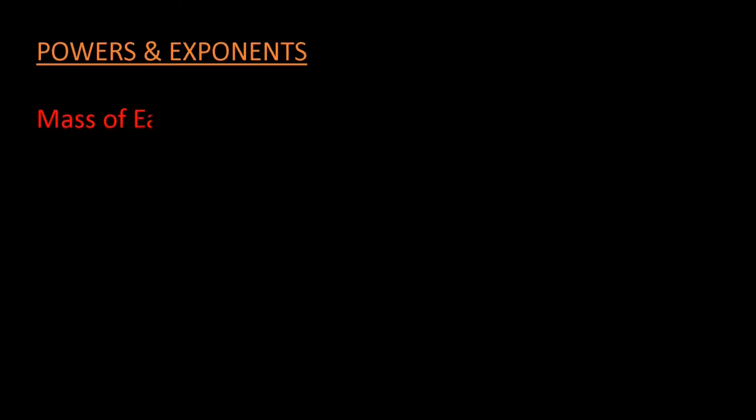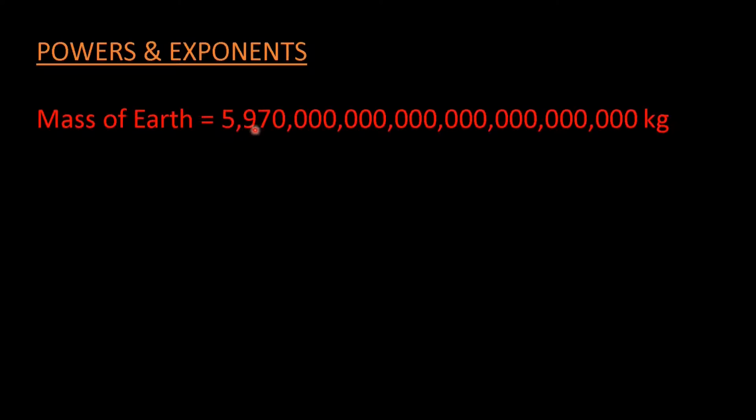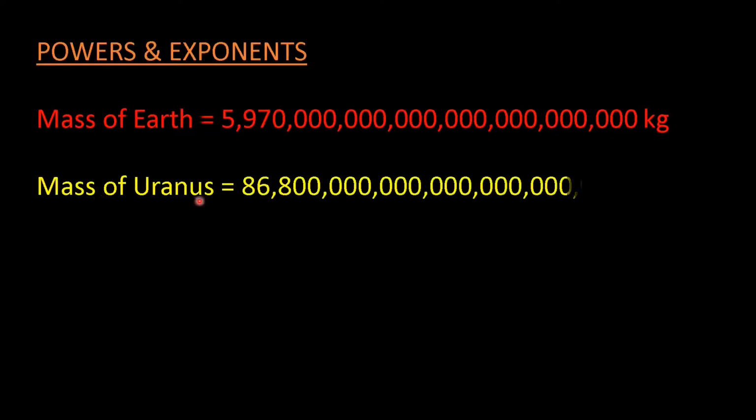In this video, we are going to discuss powers and exponents. It is very difficult to write very large numbers such as the mass of Earth, which is 597 and 22 zeros next to it kgs, or the mass of Uranus, which is 868 and 23 zeros next to it kg. We find that it is very difficult to write these numbers, to read them and to compare them as well.